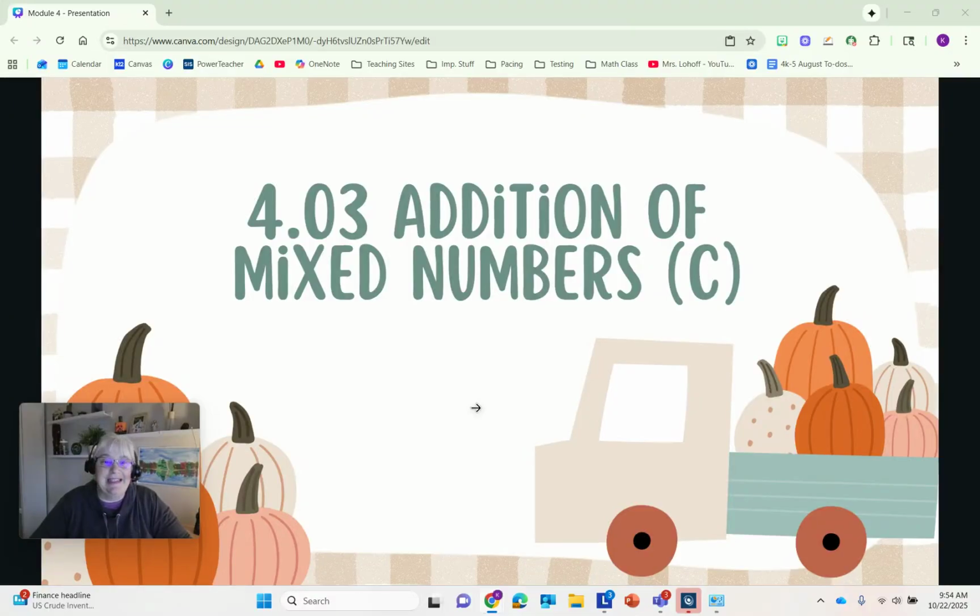Hello there. This is lesson 4.3, addition of mixed numbers, lesson C. Third time we're talking about this. We've gone over the process of how to add mixed numbers, and we're going to practice that today.